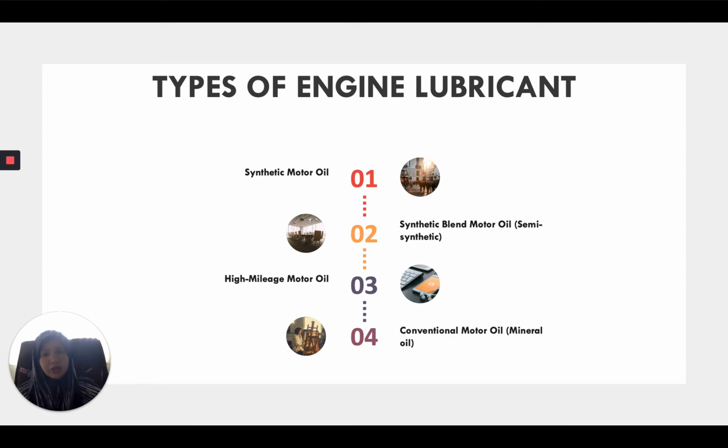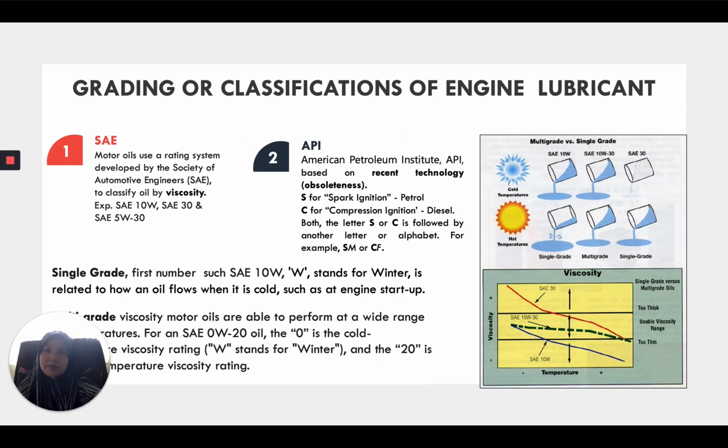And then we go to the grading or classification of engine lubricant. The first one we have SAE, where the motor oils use a rating system developed by the Society of Automotive Engineers to classify oil by its viscosity. Viscosity is a fluid's resistance to flow. Fluids that are thin like water have low viscosity, and fluids that are very thick like honey have high viscosity. Motor oil also changes in viscosity measurement as it's heated or cooled. For example, SAE 10W, SAE 30, and SAE 5W30.